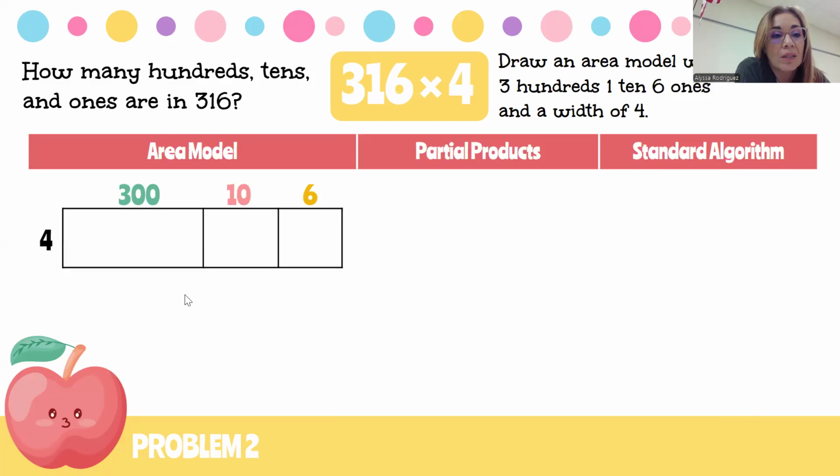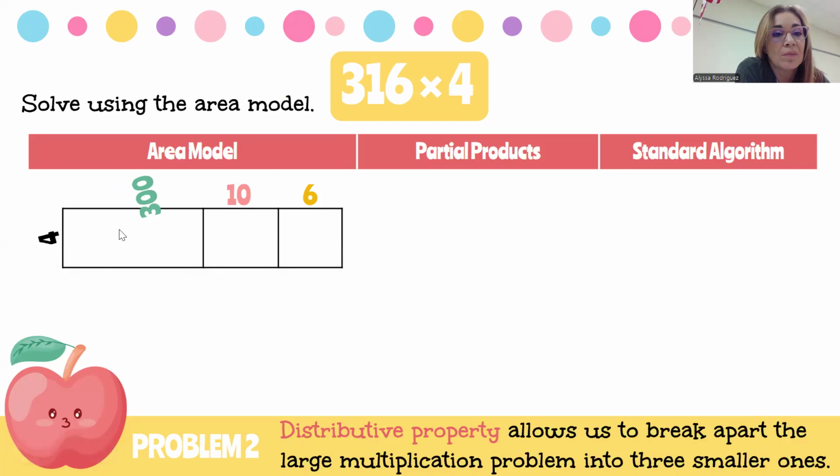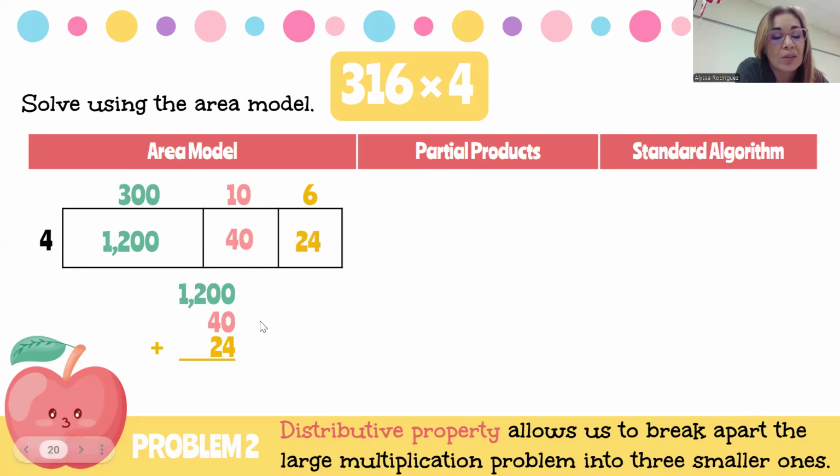Here's another one. 4 times 3 is 12. Put 2 zeros. 4 times 10 is 40. And then 4 times 6 is 24. So now we add it all together to get our area total. Partial.